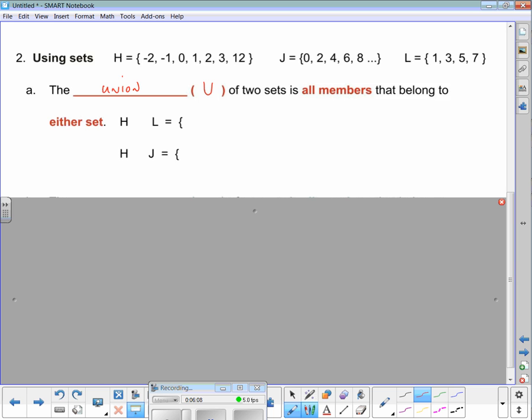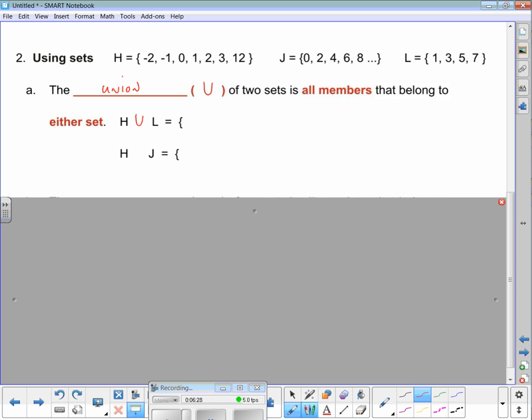The union of two sets is all members that belong to either set. You simply list all the members that belong to either set. So we're going to take set H, take your union symbol in red, stick it between them. We're going to union set H and set L. The best way to do this is to list everything in numerical order.